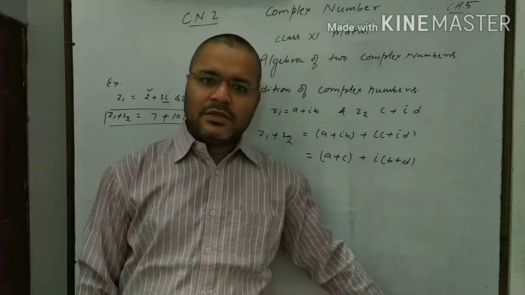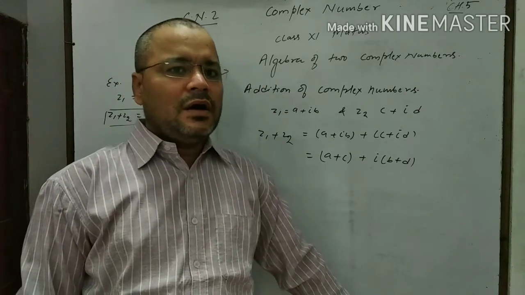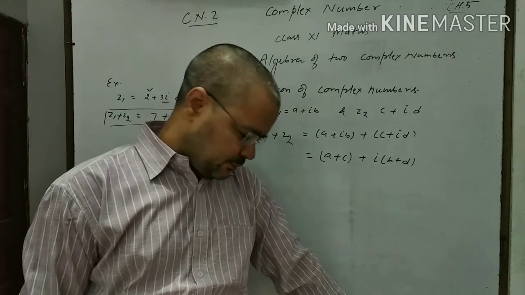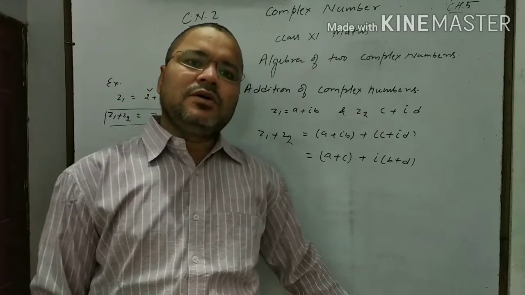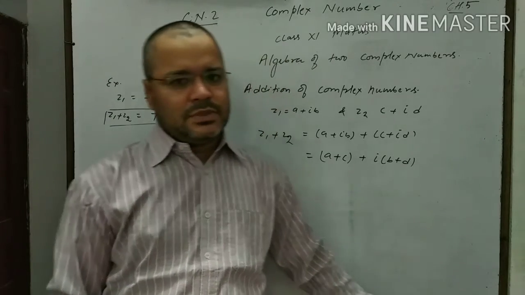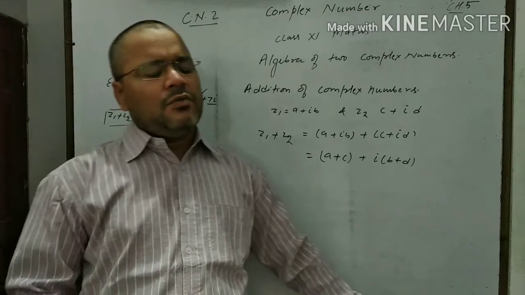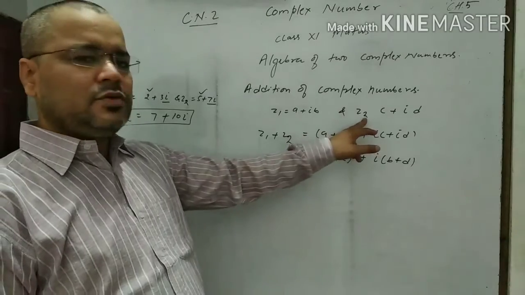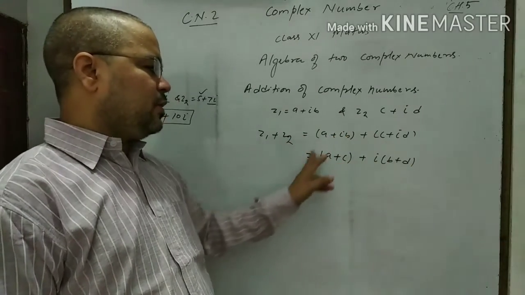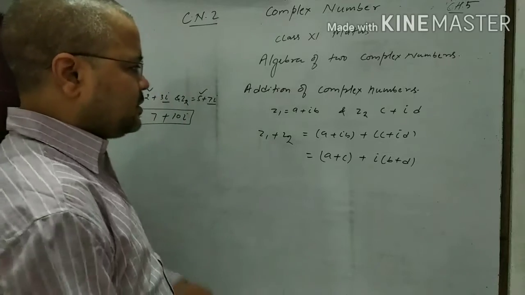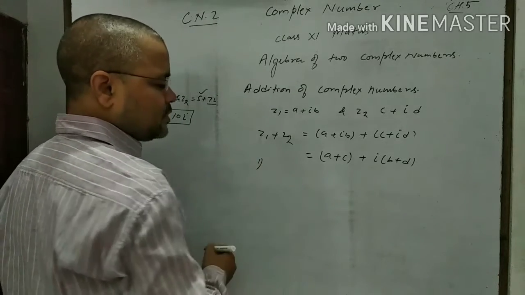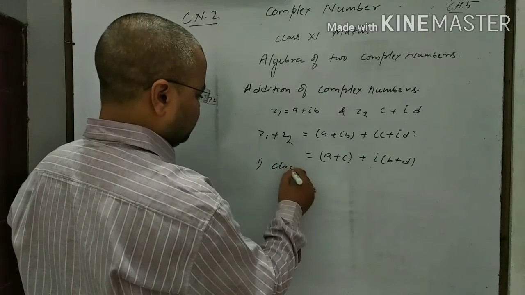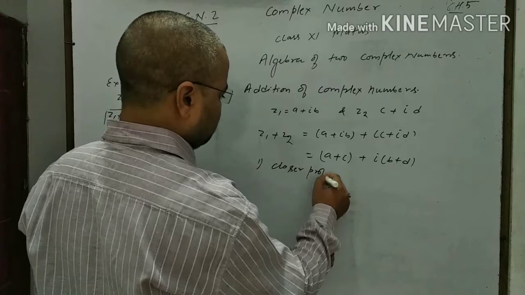This property of complex numbers is called the closure property. If we have two complex numbers Z1 and Z2, then their addition will also be a complex number. In this way we can prove the first property of the addition of complex numbers, that is, the closure property.